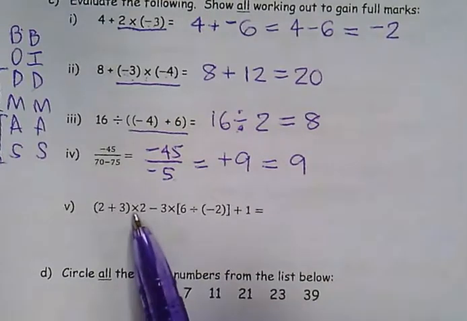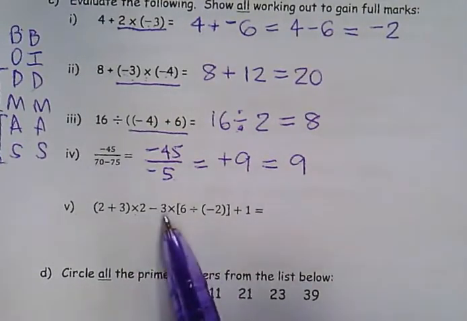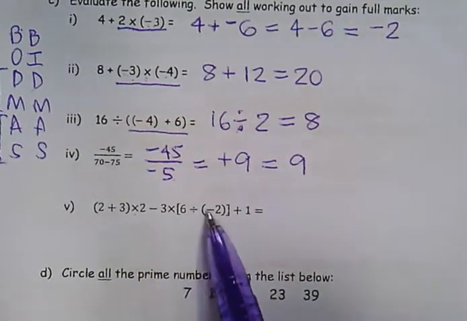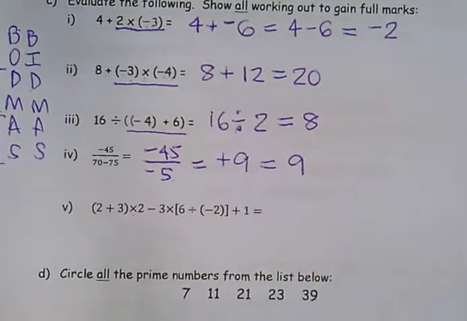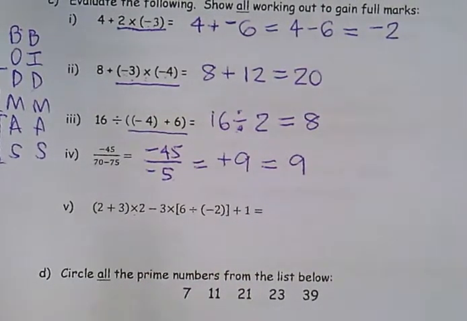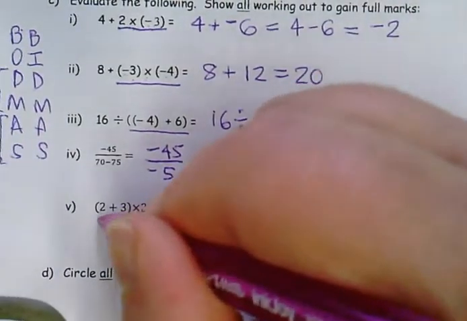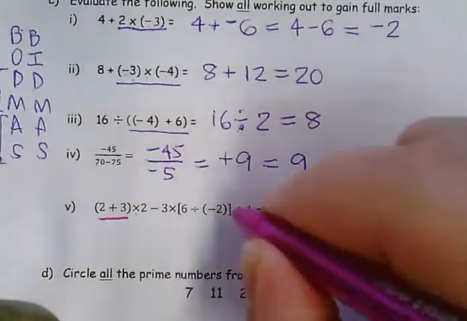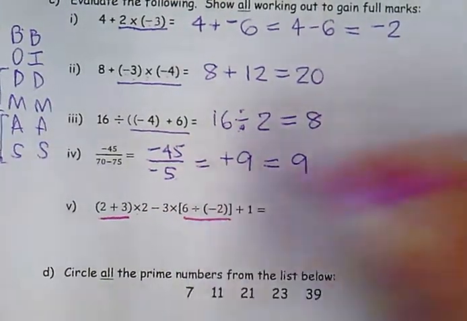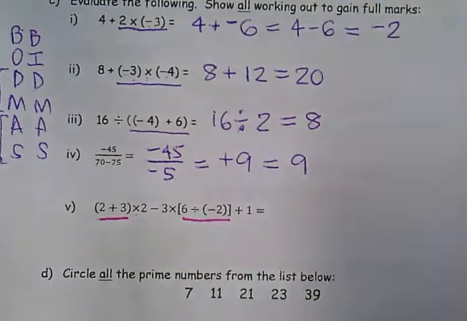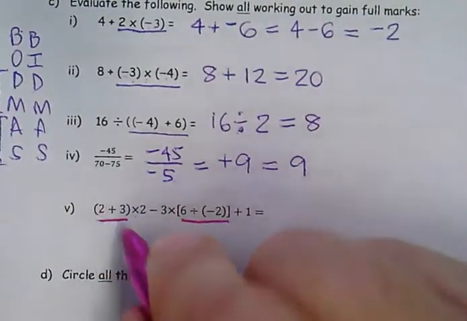2 plus 3 times 2, take away 3 times 6 divided by negative 2 plus 1. Now, this is a bit tricky. You have to do your brackets first, okay? So there are a few sets of brackets, so we're going to do all those first. So 2 plus 3 needs to be done first, and 6 divided by negative 2 needs to be done. Now, I'm just actually going to write the answers to those underneath.